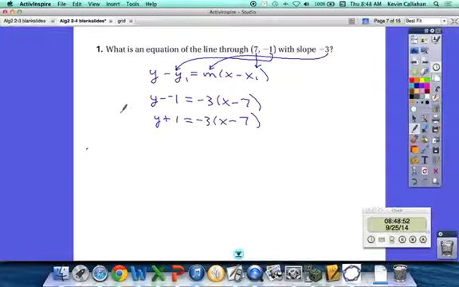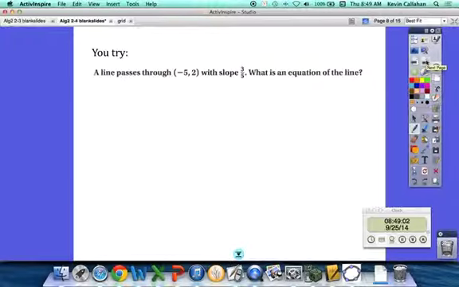Okay, so that's pretty basic, right? Given the point and a slope, you use point-slope form, because that's why it's got its name. So try to do the same thing with that. Write the point-slope form if you have the point (-5, 2) and the slope of 3/5.